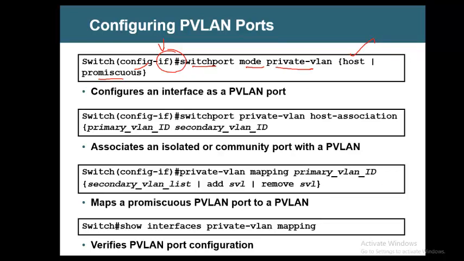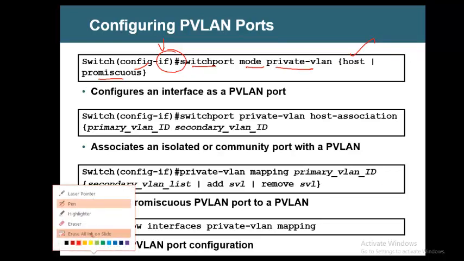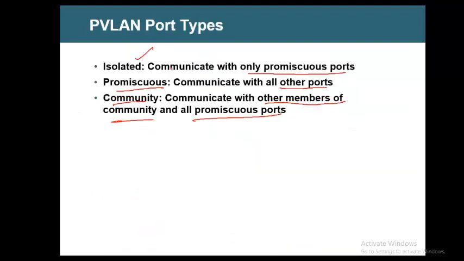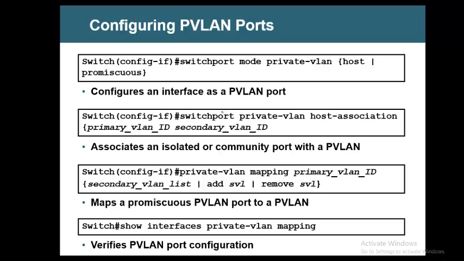If it is the promiscuous port, then we say switchport mode private-vlan promiscuous. For all other ports, you will say switchport mode private-vlan host. Now, if it is a host port, then you need to also continue with this command: switchport private-vlan host-association.